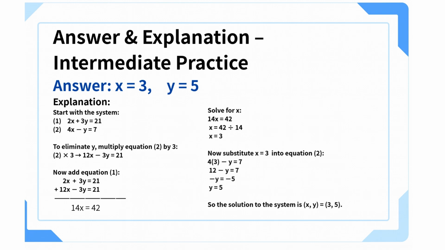To isolate y, subtract 12 from both sides. That gives negative y equals negative 5. Finally, multiply both sides by negative 1, and we obtain y equals 5. So the solution to the system is the ordered pair, 3, 5. This means x is 3 and y is 5. Take a moment to check that both values satisfy the original equations. And once you're ready, we'll move on to the advanced practice problem.